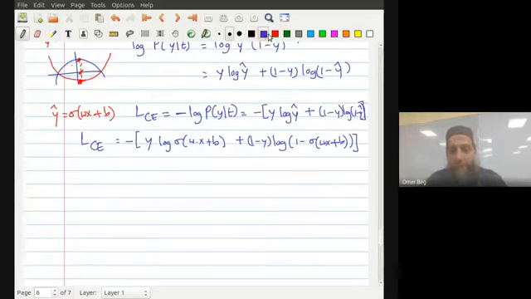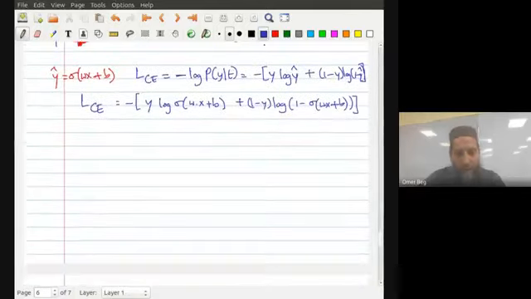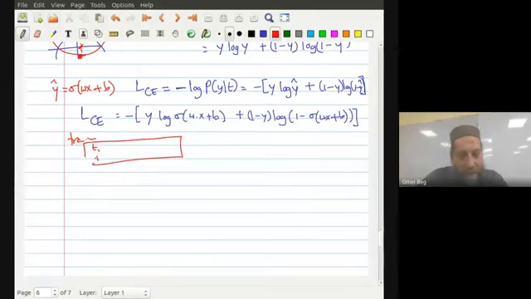But before I go on to the cost function, these are for a single example. If you recall, in our training set we have several examples. We have T1 with some y, T2 with some other y, and so forth, and we have Tn with some y. So these are the real labels y.